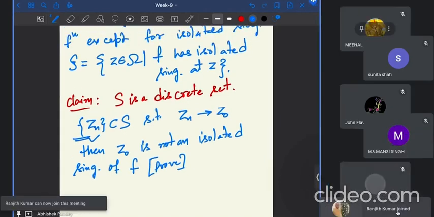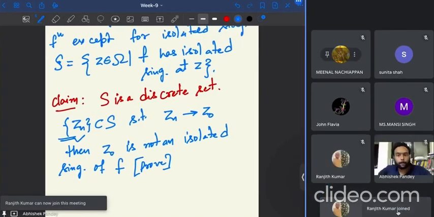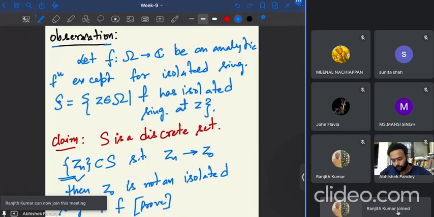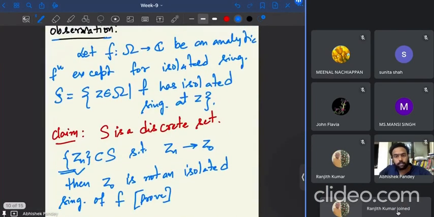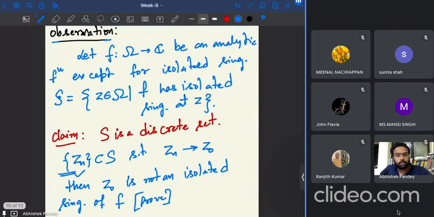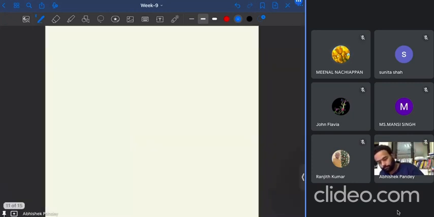Is it clear? I mean, the set of isolated singularities is discrete. Okay, so let us look at the non-isolated singularity.